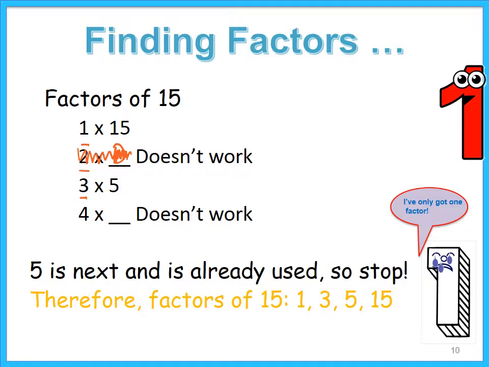After 2 comes 3. 3 times 5, that works, equals 15. After 3 comes 4. But once again, 4 times nothing equals 15. Doesn't work. After 4 comes 5. We've already used 5, so we can stop. Okay, we write out our numbers. We wrote down a 1, a 3, a 5, and a 15. And there are those numbers there. That's all there is to it.